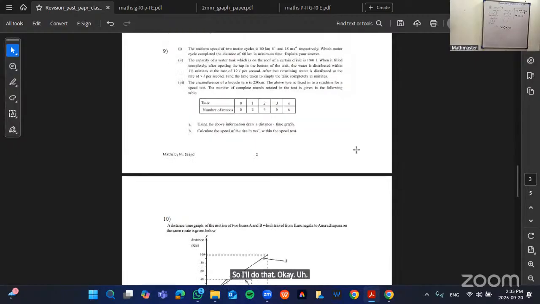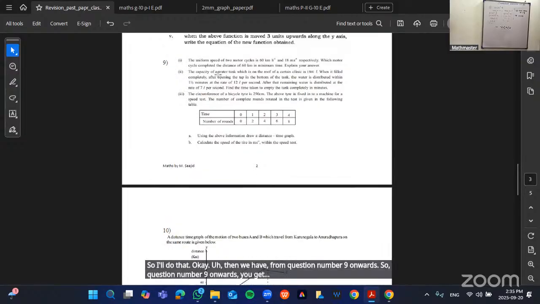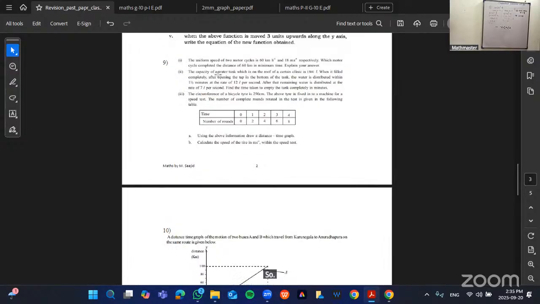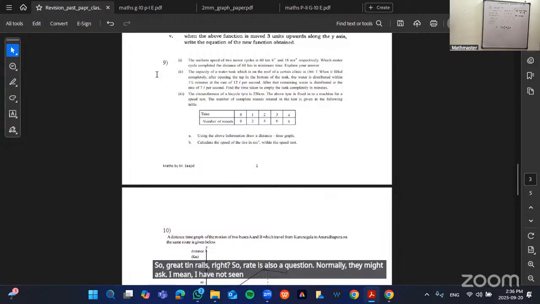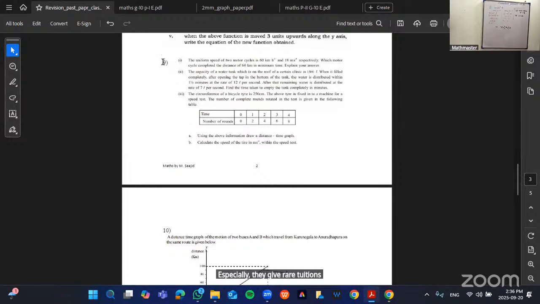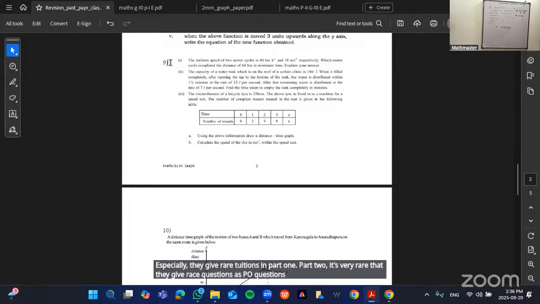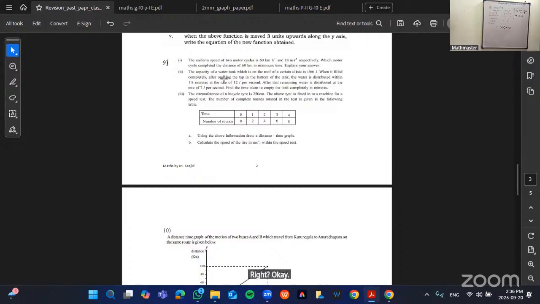Then we have from question number 9 onwards. Question number 9 onwards, you get the questions from rates. So grade 10 rates. Rates is a question normally they might ask. I have not seen many rates questions in exam past papers. Especially they give rate questions in part 1. In part 2, it's very rare that they give rates questions. But in the first term, second term, most probably grade 10, they might give rates. After that, they won't give rates questions as part 2. Okay, no problem. Let's do this.